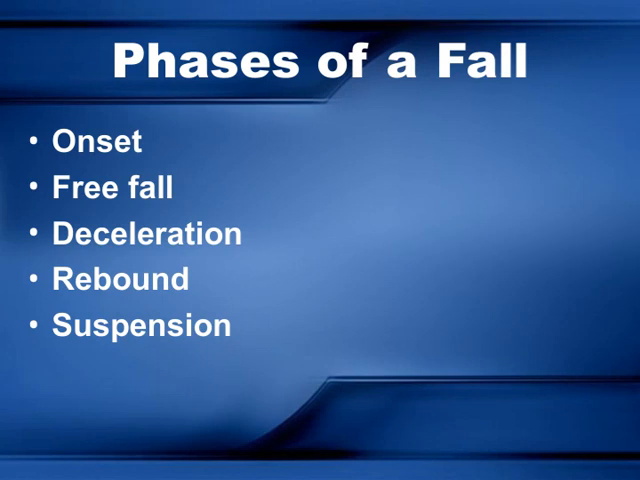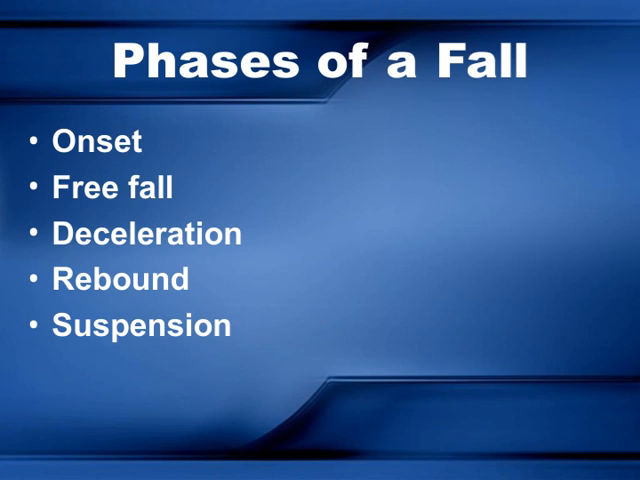First, we have the onset, which is when the fall begins. This is the moment when the body loses stability and starts to move downward. Next, we enter the free fall phase, where the body is accelerating under gravity without any resistance. This is a critical point because the speed increases rapidly during this time.